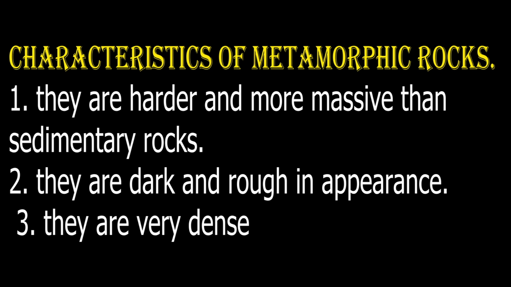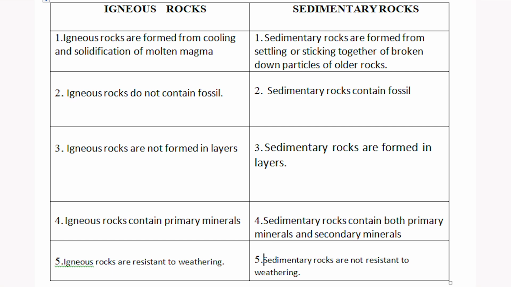Let us look at the difference between igneous rock and sedimentary rocks. Number one, igneous rocks are formed from cooling and solidification of molten magma, while sedimentary rocks are formed from settling or sticking together of broken down particles of other rocks. Number two, igneous rocks do not contain fossil. Sedimentary rocks contain fossil.